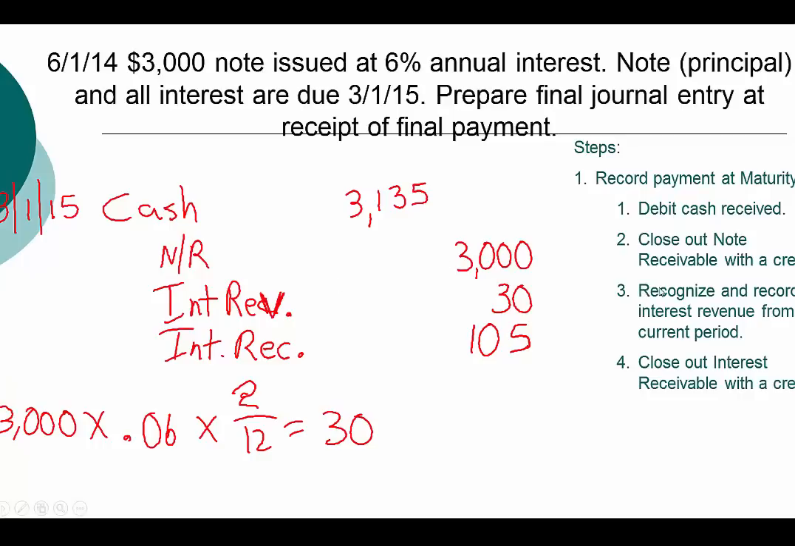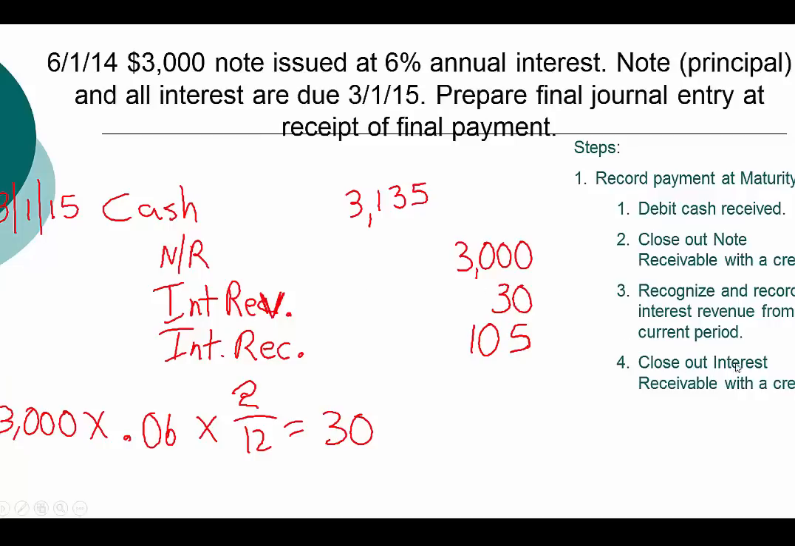Step 3 is that we would recognize and record the interest revenue from the current period. So we still have 2 months' worth of interest that we have not recognized at this point, because we recognized through 12/31. So now we need to get to March 1. So we still have 2 months' worth of interest revenue that we need to recognize. So the same, it's the principal 3,000 times the annualized interest rate. 2 months gives us $30 in interest that we need to recognize as revenue because we're going to be receiving the cash on 3/1/15. So that's the third step.